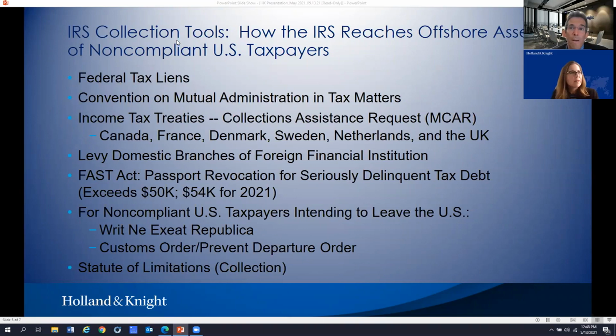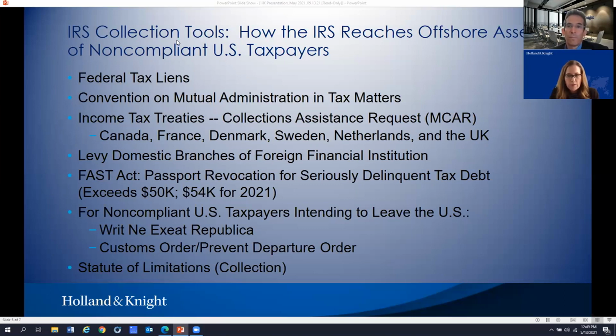We're on to levies. The levy of a domestic branch of a foreign financial institution. Whereas a lien secures the government's interest, the levy takes the property, seizes the property. If a taxpayer does not pay, the IRS can levy and seize any property that the taxpayer has an interest in. Interestingly enough, that can include property in an offshore bank account if the offshore bank has a branch in the US or a US possession.